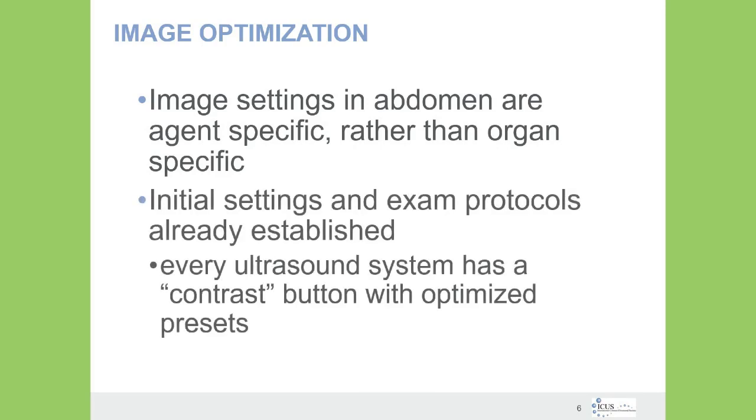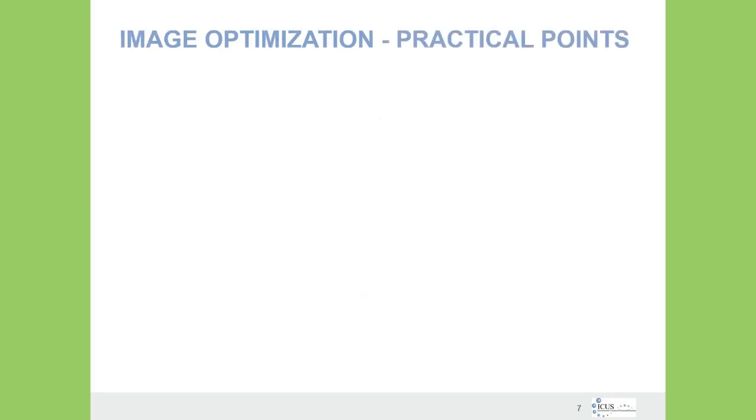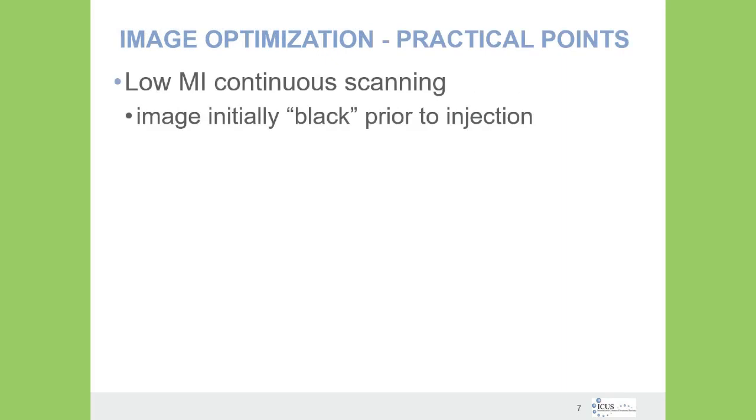So we can use the already existing contrast software with essentially any agent. Every system now has a contrast button, and when you activate that contrast button, there are already optimized presets for use of contrast agents. I want to give you a few practical points before we start to look at some images. We're going to use low MI continuous scanning.